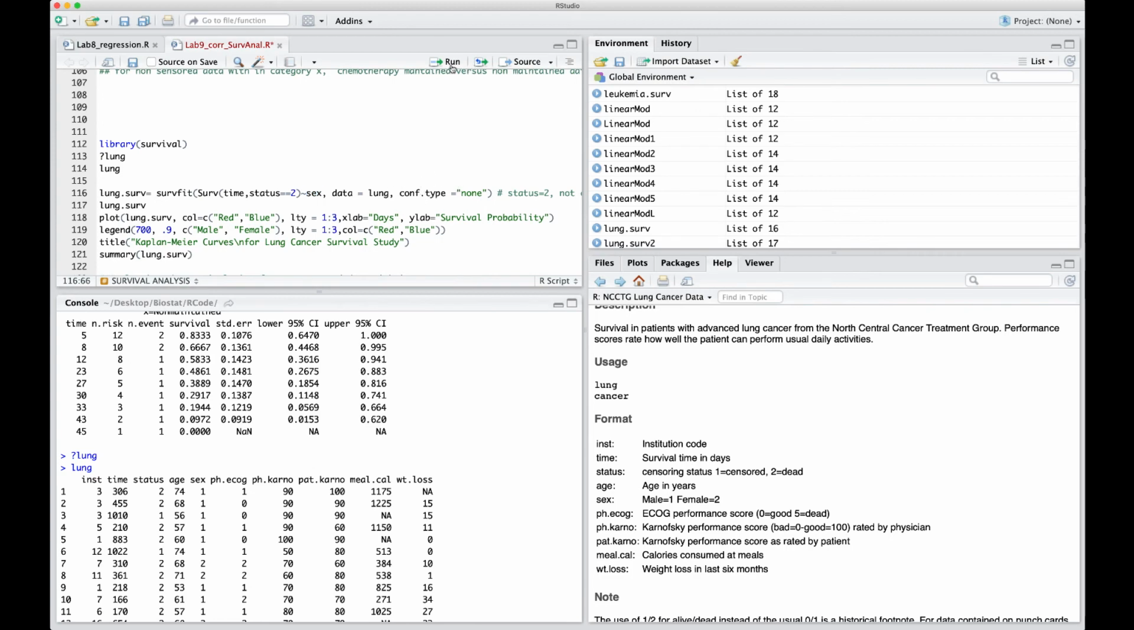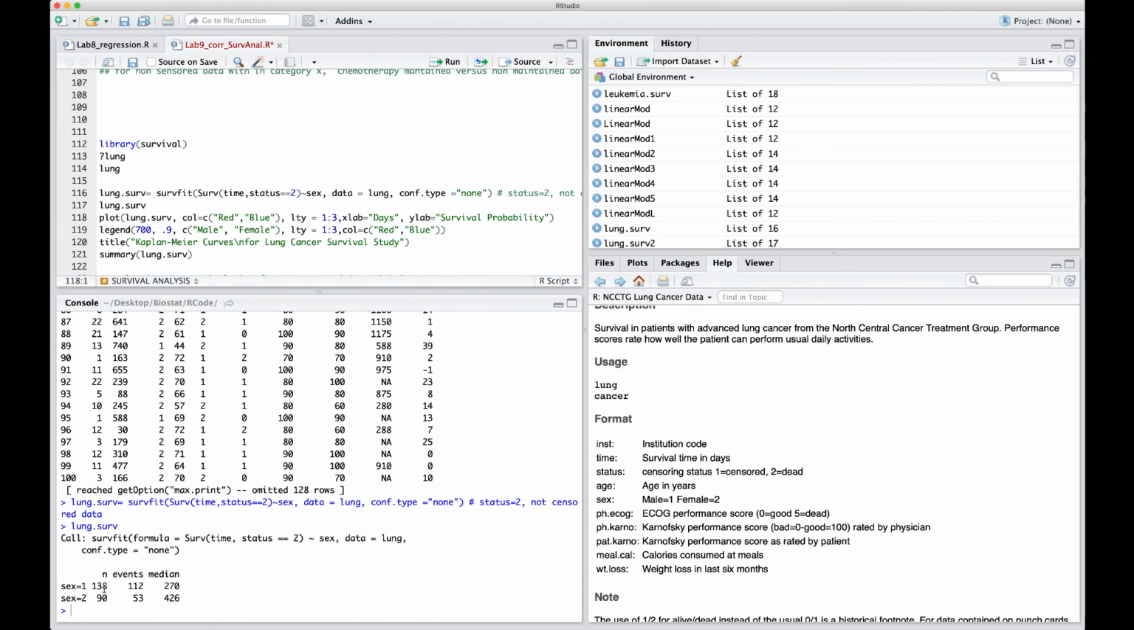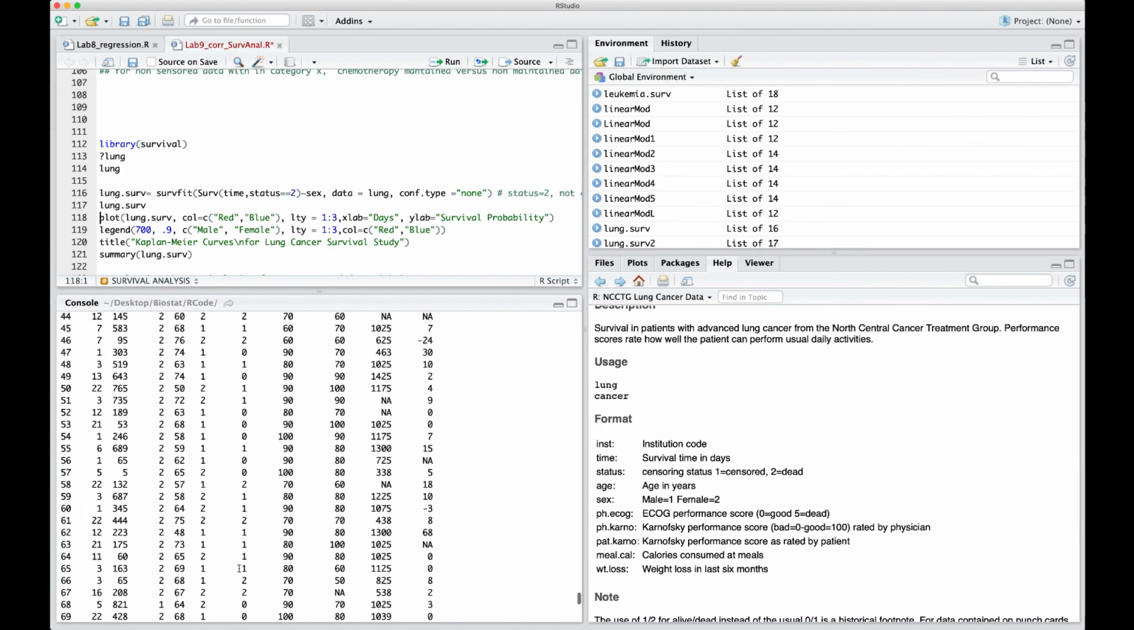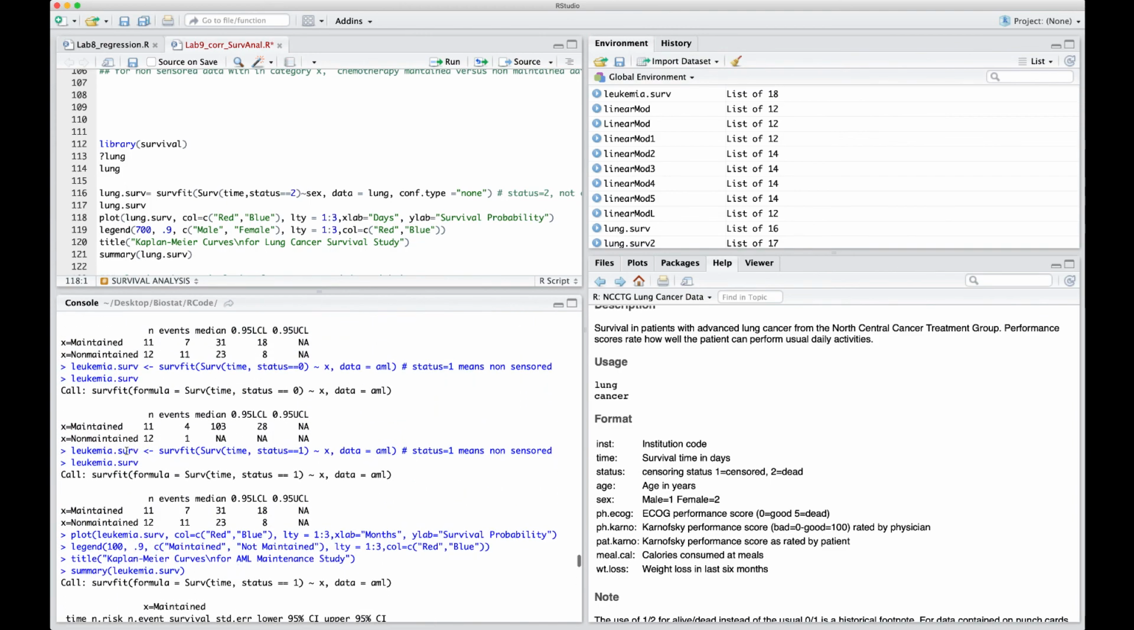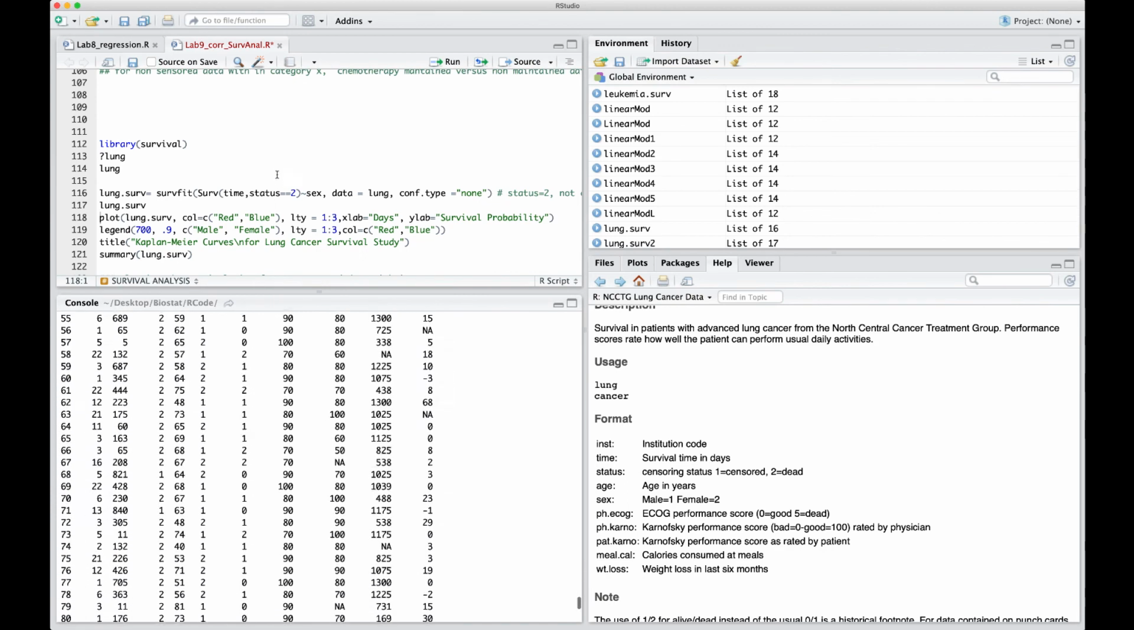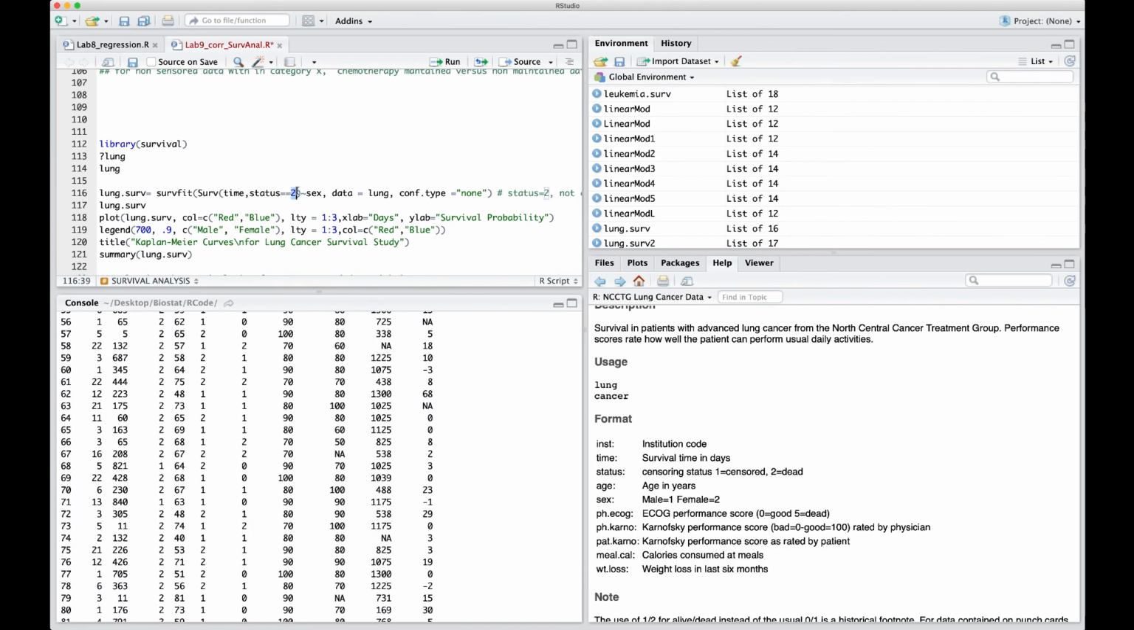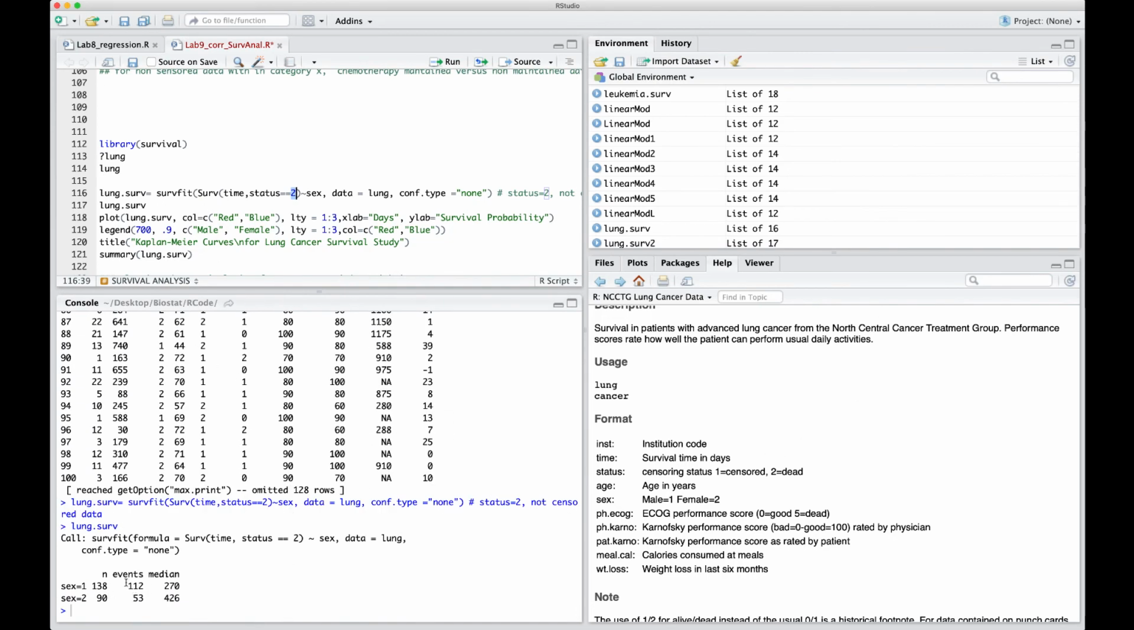Let us run that. You see that table here? n is 138 for sex 1, male, and 90 for female. Events is 112 and 53. Events means status is 2, and 2 is dead, right? There were 112 male dead, and for female there are 53 dead. Now let us plot that data set.